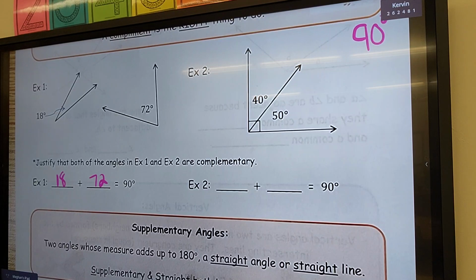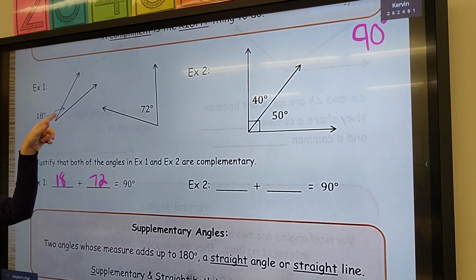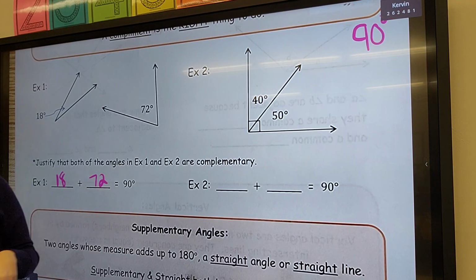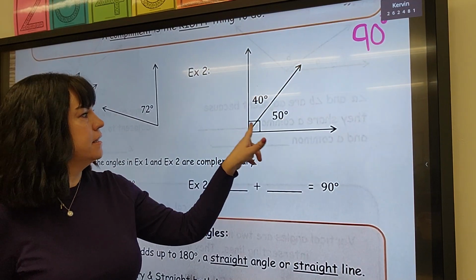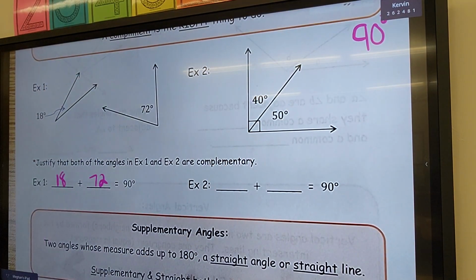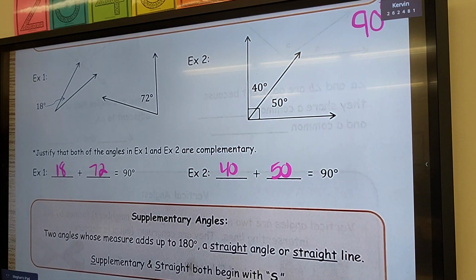Before, in the other lesson, you had your angles together, you had a picture of a protractor. So this just shows sometimes the angles, you're going to see them separated like that, and that's fine. Example 2, they are together, so we have 40 plus 50 equals 90. So we're going to fill that in. 40 plus 50 is 90 degrees. So that's your review on complementary angles.